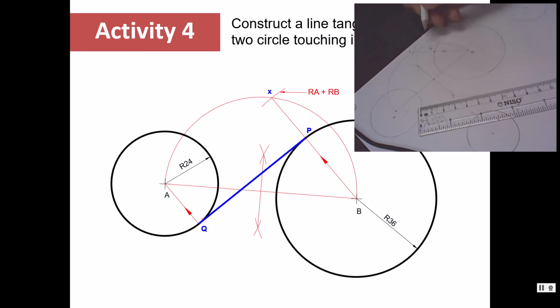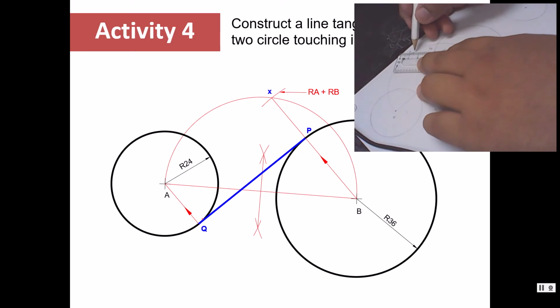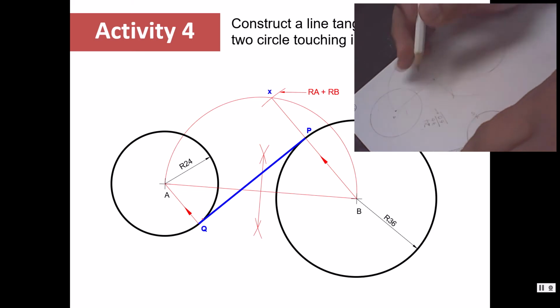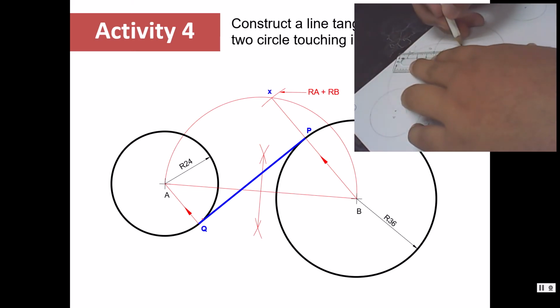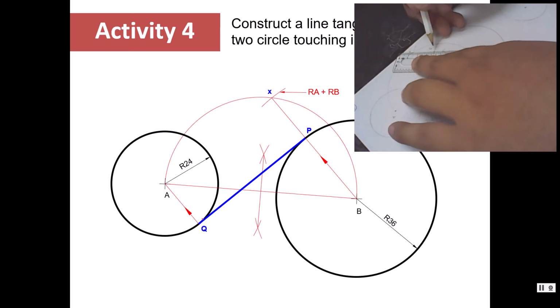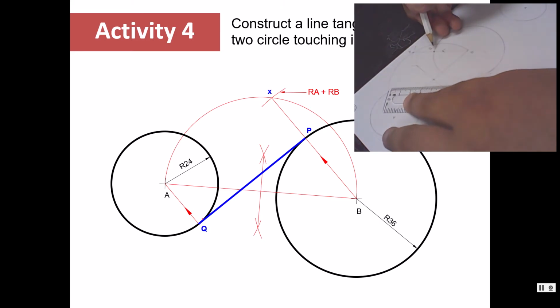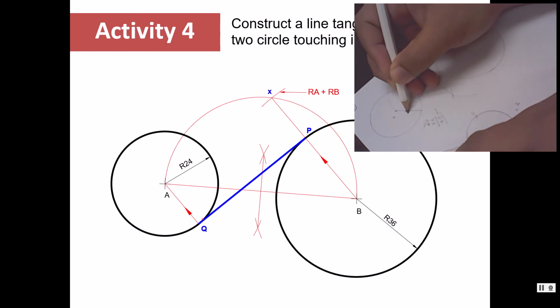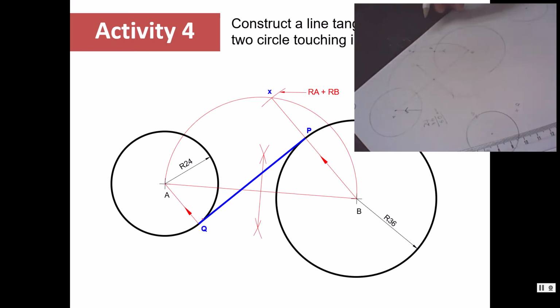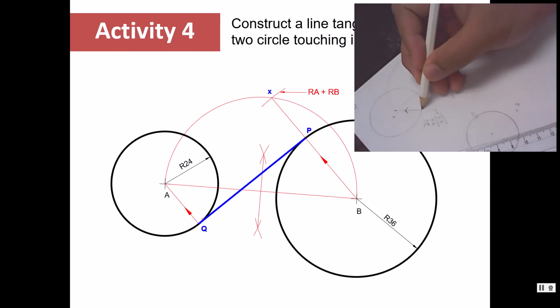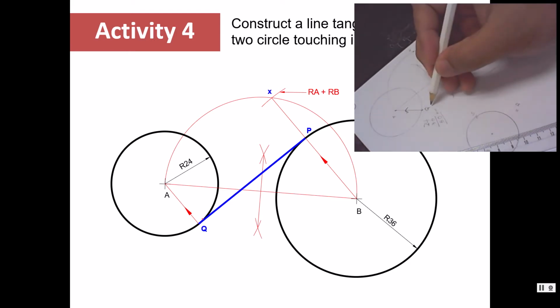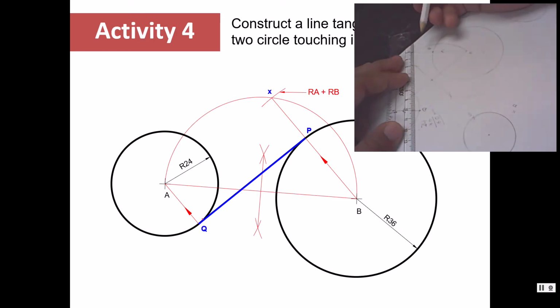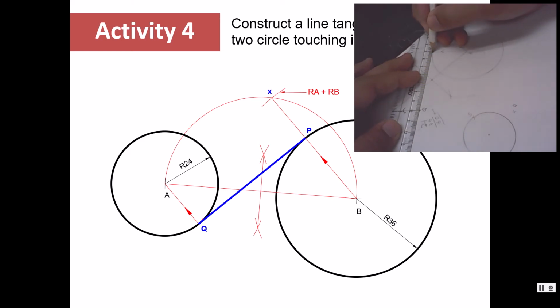Okay, so what we want to do is to make sure that we have another line that is also parallel to this line for the circle A. So I'm just going to use the ruler, but if you have a proper tool, it will be better. Okay, something like this. So we have this line parallel to this line, so we have this as Q. So we have the point P, we have the point Q. The last step is to just connect the points.